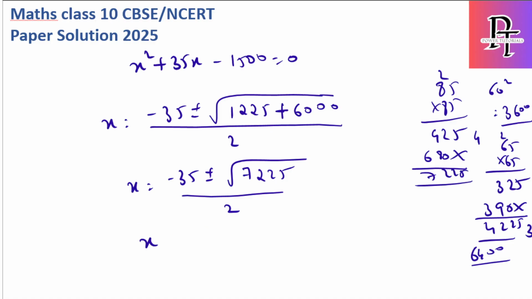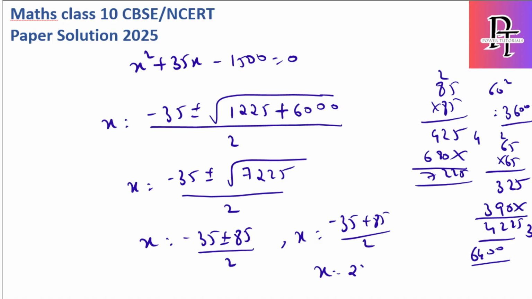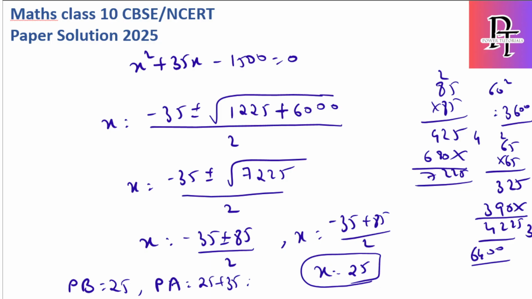So now I can see x is equal to minus 35 plus or minus 85 by 2. We cannot take a negative value, so directly I'm considering the positive value, which is minus 35 plus 85 by 2, which is 50 by 2, so x is equal to 25. The x value I got is 25, so x is nothing but PB. PB is equal to 25, whereas PA will be 25 plus 35, which is 60.